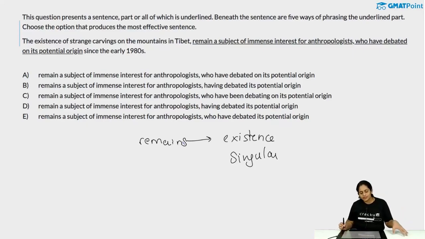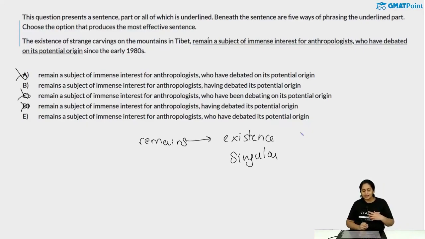The existence of the strange carvings on the mountains in Tibet remains a subject of immense interest. So, remain can be eliminated. All the options with remain can be eliminated. So, A, C and D are eliminated. We are left with only B and E. Remains a subject of immense interest for anthropologists. The next split is between having debated its potential origin and who have debated its potential origin.